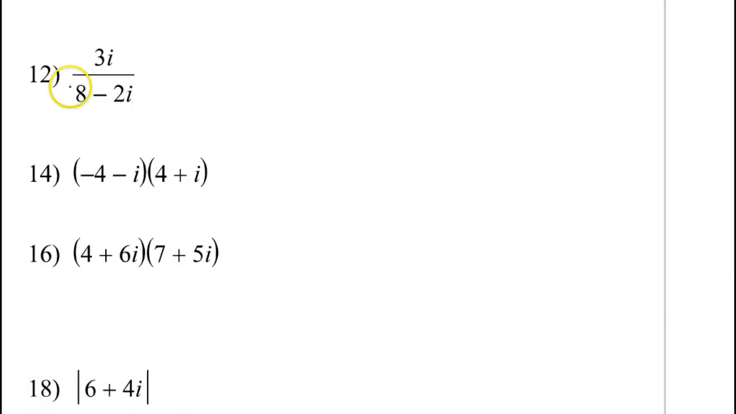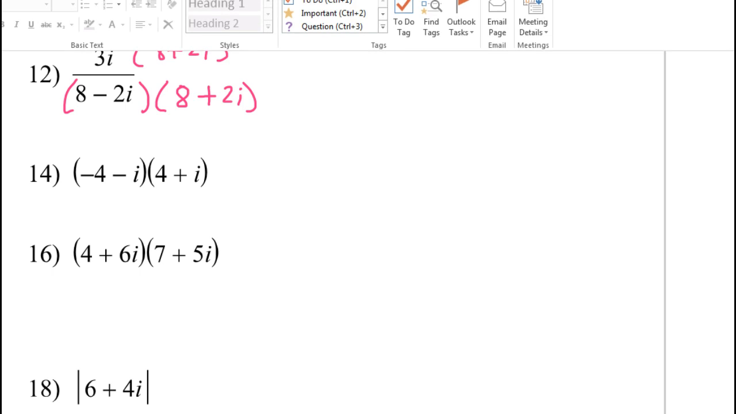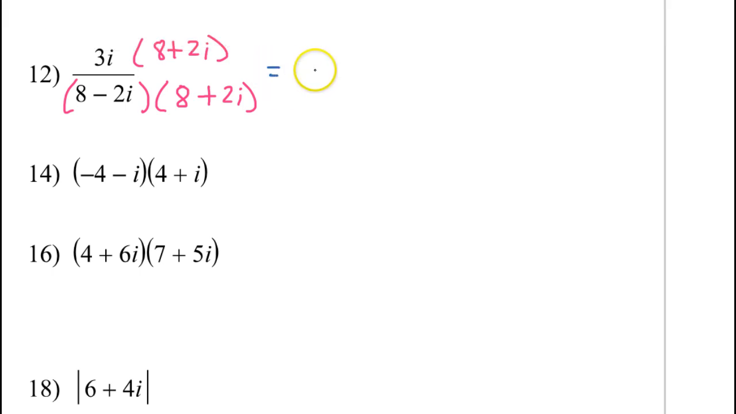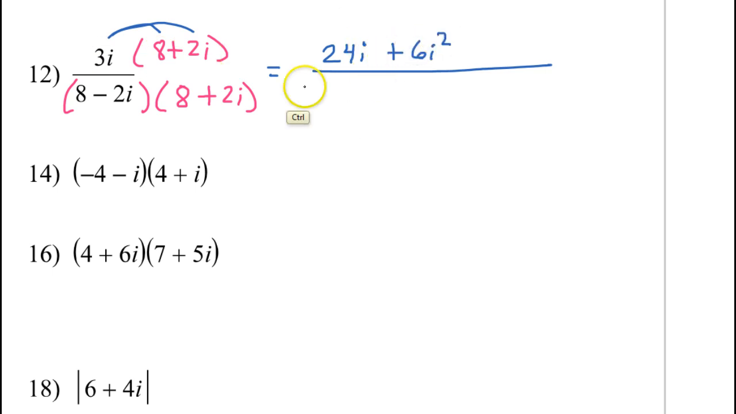For number 12, we will multiply by the conjugate of the denominator, which will be 8 plus 2i, and we will do the same in the numerator, 8 plus 2i. Distributing the 3i. Let's see, 3i times 8, that's going to be 24i. 3i times 2i will be 6i squared.